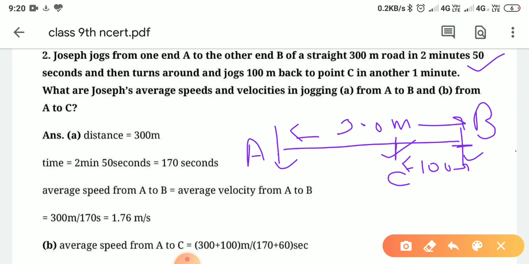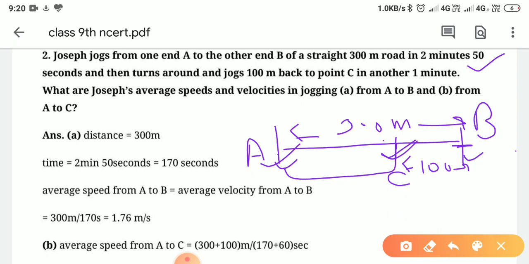It means that AC equals 300 minus 100, that is 200 meter. This is the initial position, this is the final position. But we have to find Joseph's average speed and average velocity in both the cases, from A to B and from A to C. At first we will work on A to B.